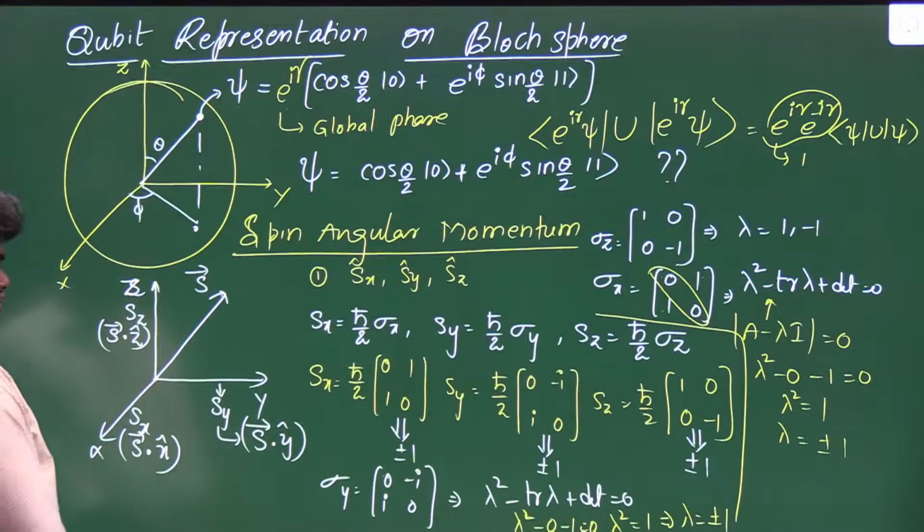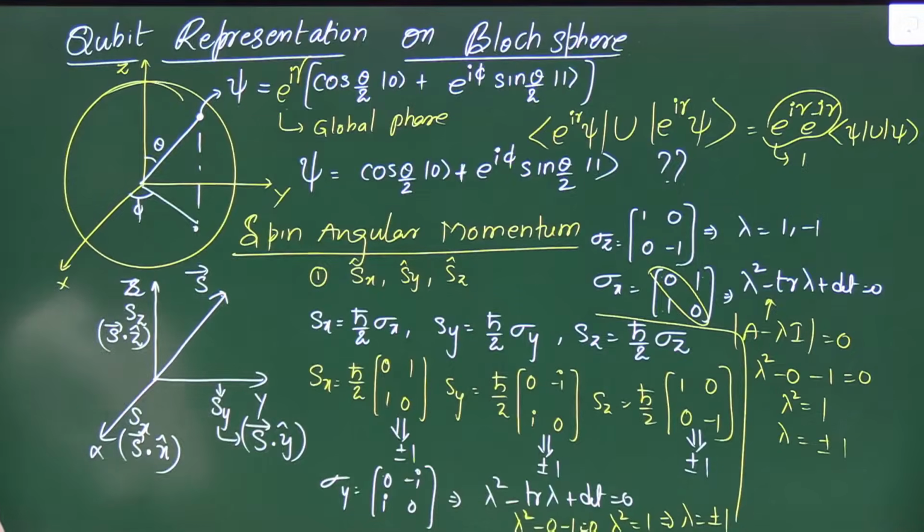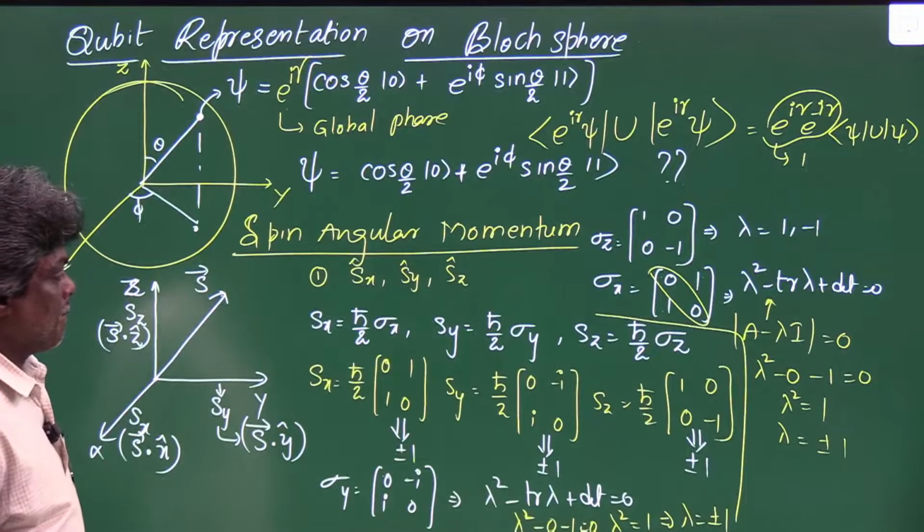Lambda square minus trace lambda plus determinant is equal to 0. This will make it easier, sir.